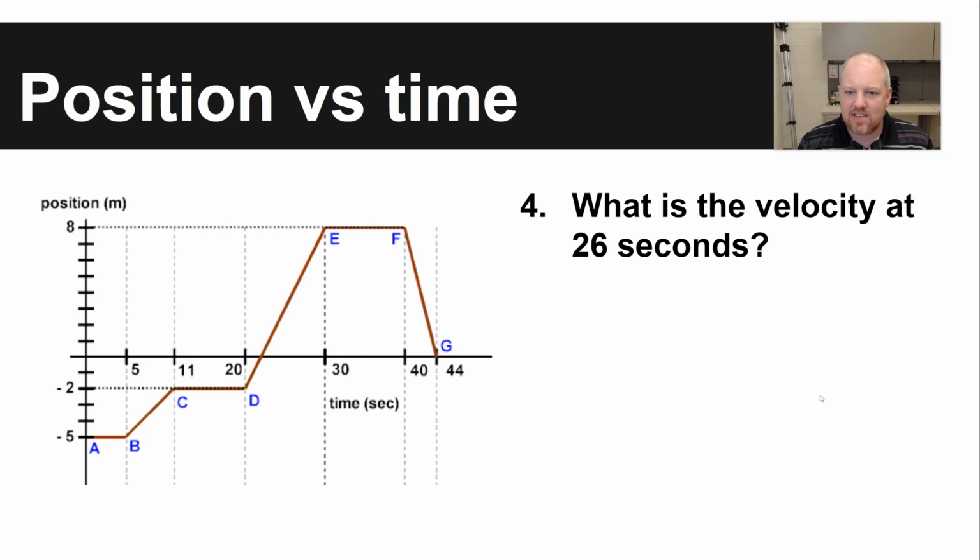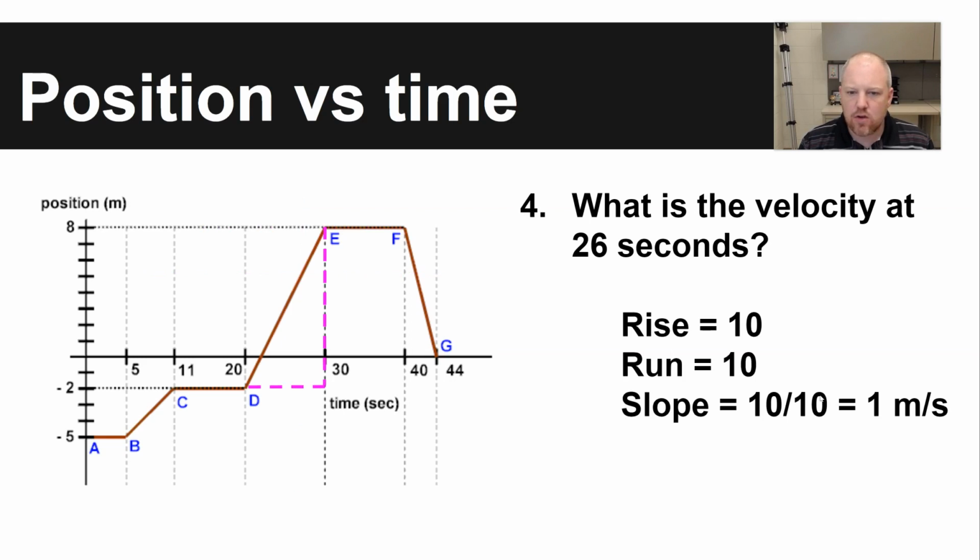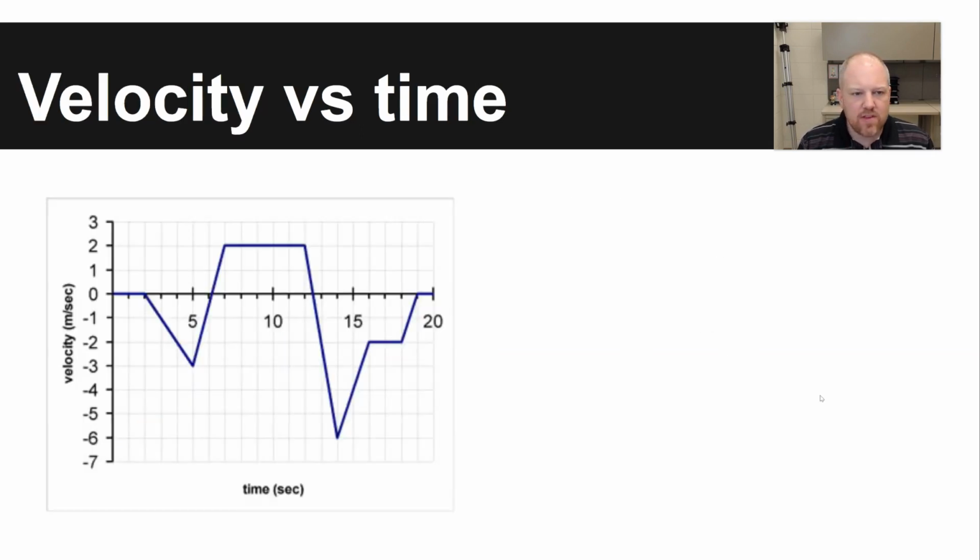Finally, what's the velocity at 26 seconds? Again, figure out where 26 seconds is, and then find some coordinates that you can use to calculate rise and run. You can see your rise, you move up your y value 10. Your run is 10, and so your slope is 1 meter per second. That would be your velocity in this section of the graph. You can do the exact same thing for a velocity versus time graph.